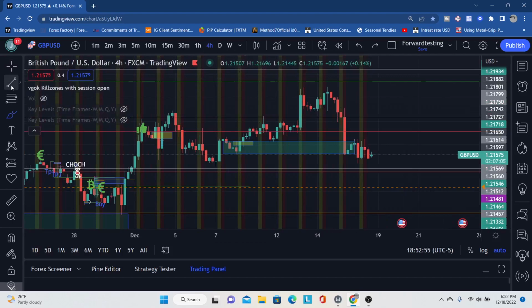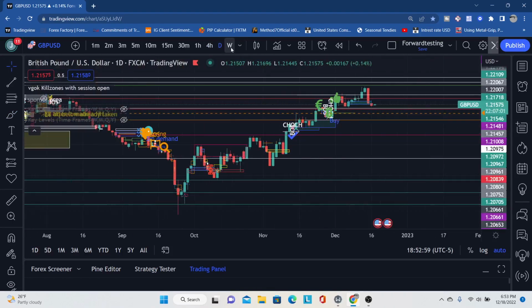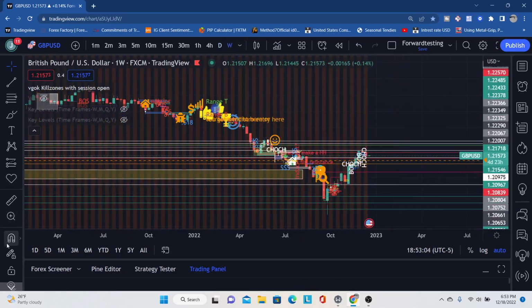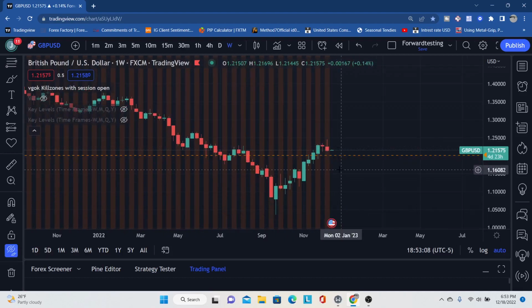I could be wrong, but that's what I am thinking will happen, because we're rejecting off that monthly demand or monthly supply. Expected to come back down to here at least on the weekly 1.16 level, and see what happens.